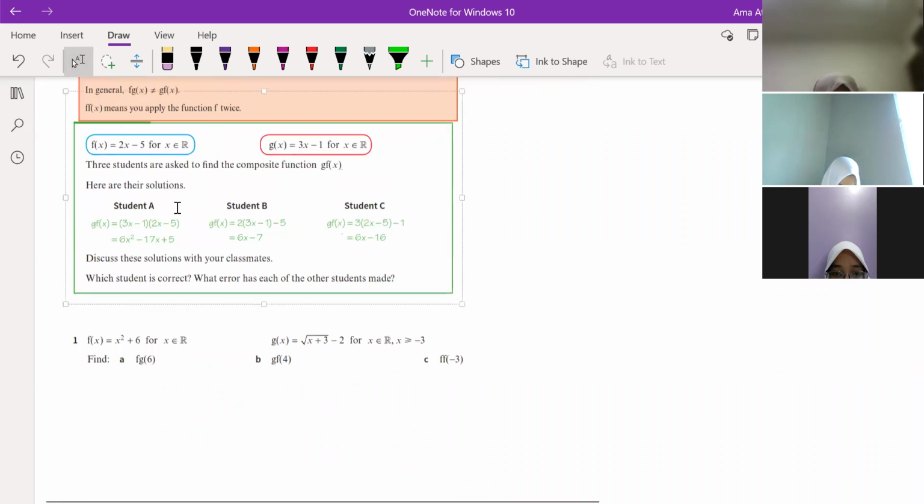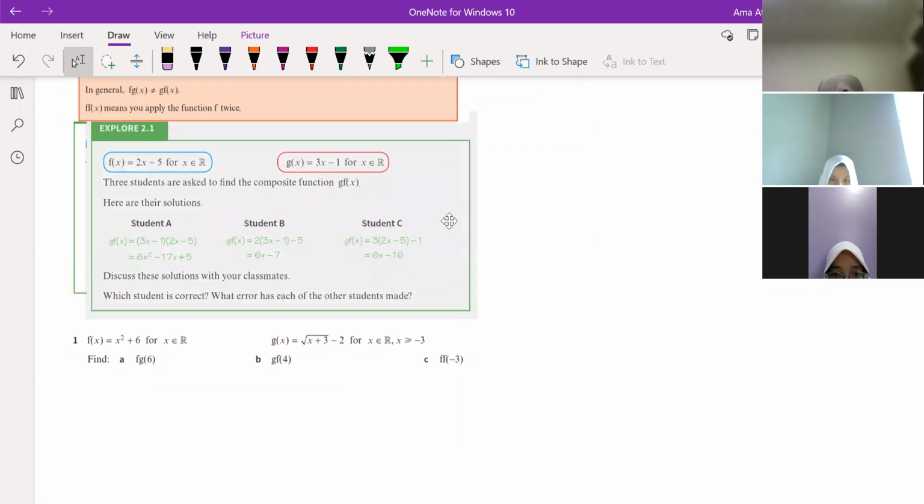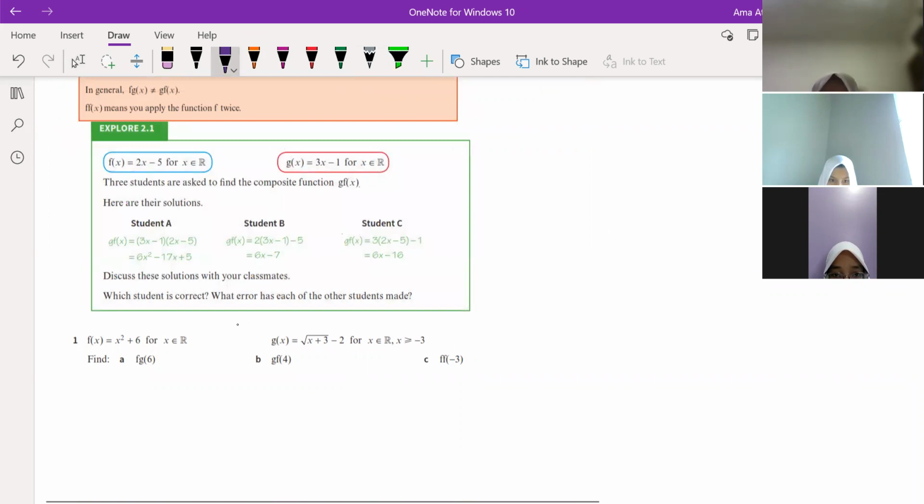So for this case, we have the answers from three students. We are given two functions. The first one is f of x equals 2x minus 5, and then we have g of x equals 3x minus 1. These three students are going to find the composite function of g of f of x.